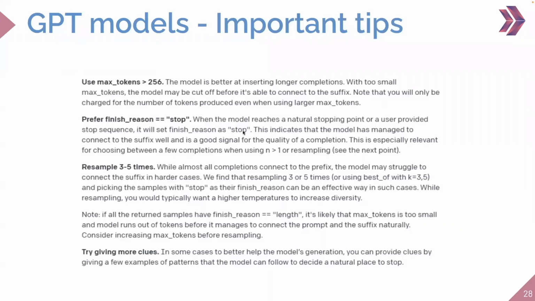So when the model reaches a natural stopping point or a user provided stop sequence, it will set finish reason as stop. So prefer finish reason stop. There are some other values for this. So stop means the model has managed to connect to the suffix well. Okay, and it is a good signal. Another one is resample 3 and 5 times. So when the model struggles to connect the suffix in harder cases, use 3 or 5 sampling. Okay, that's important again. And try giving more clues.